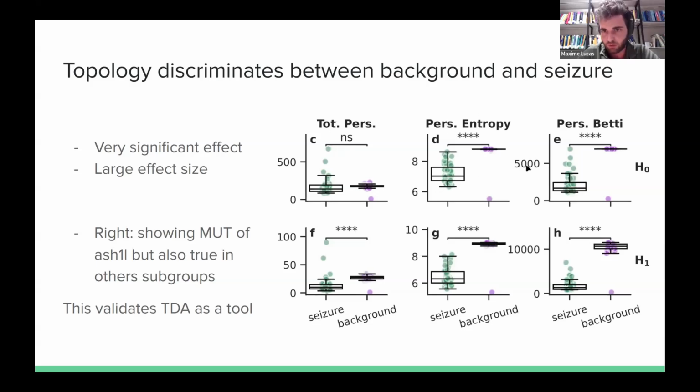For example, if you look at persistent entropy in this panel, we compare seizure in green and background in purple. This is for H0, so for connected components. And you can see that with persistent entropy, you can already differentiate between background and seizure. This is the case with most topological metrics in most dimensions, H0, H1. Only total persistence, for example, in H0 was not able to differentiate this. I'm showing you this result for the subgroup of mutants of the ASH1L fish line. If I show you these plots for the other conditions, mutations, and the other fish line, it's going to be very similar. So that's a good check that already the topology of this reconstructed attractor is able to discriminate between these types of events.